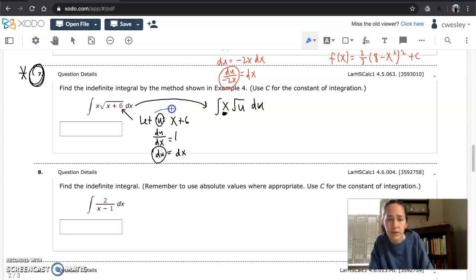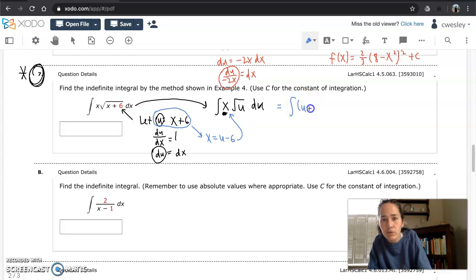Would you agree with me that if we said u was equal to x plus 6, we could use this fact however is convenient for us? And how it would be convenient would be to get x in terms of u. So that means x equals u minus 6. And that's what we're going to use here. We want this whole thing to be in terms of u instead of x, and this is the way to do it. Integral of u minus 6. Instead of writing square root of u, I'll write u to the 1/2.